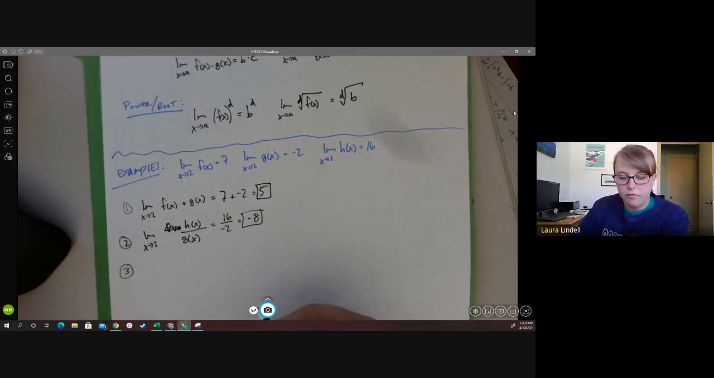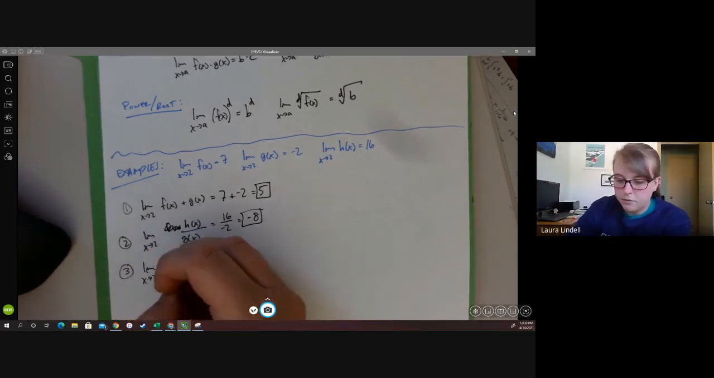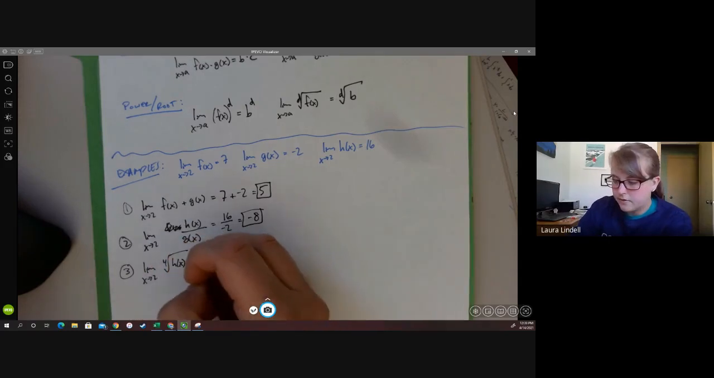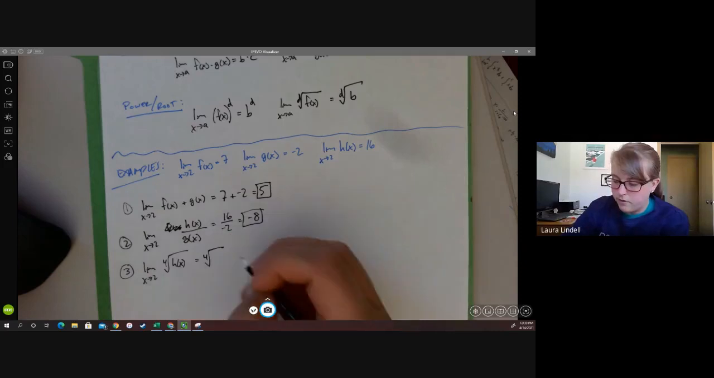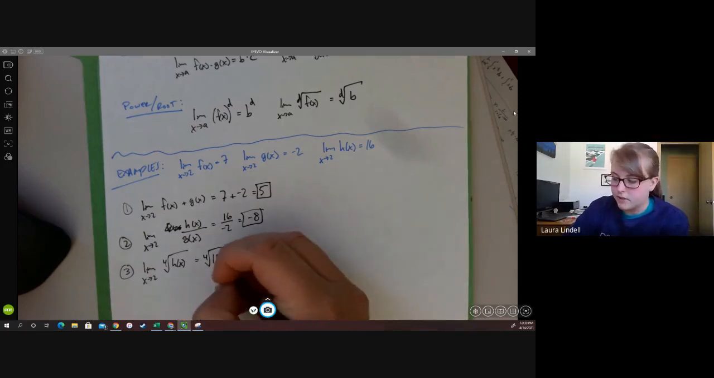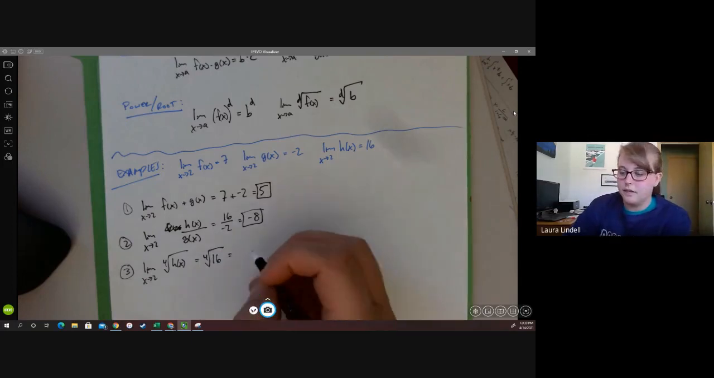Now for a power and root example here. If we did the limit as x approaches 2 of the 4th root of h of x, well, then we would just take the 4th root of the limit of h of x, which was 16. And the 4th root of 16 is 2.